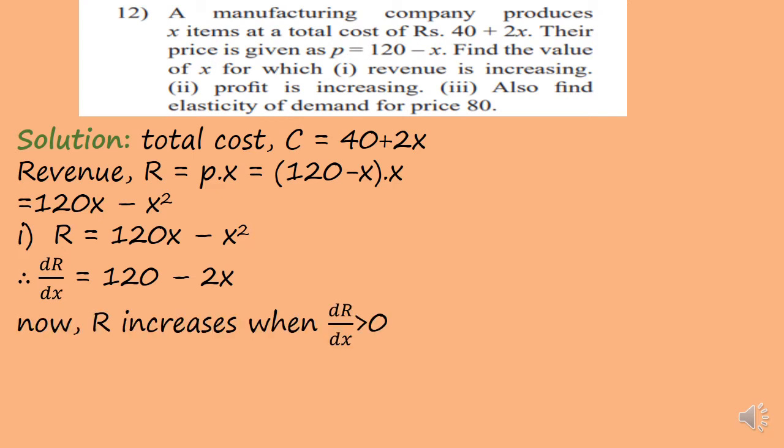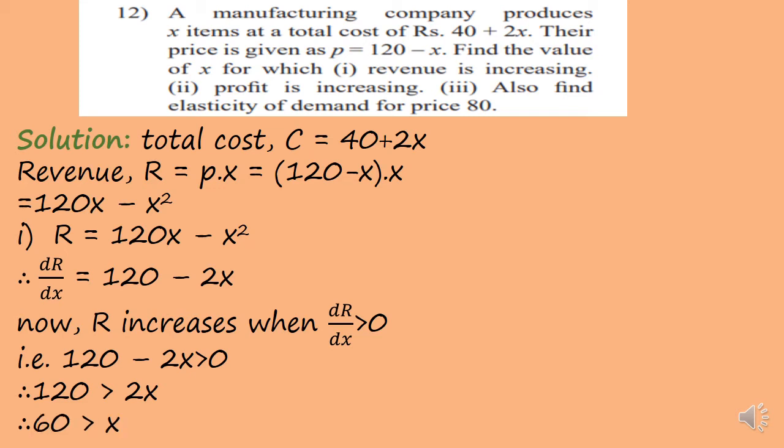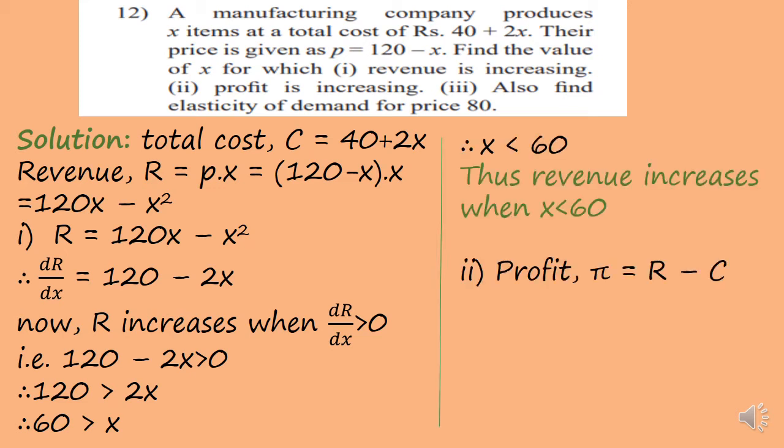Now R increases when dR by dx is positive, isn't it? In increasing and decreasing functions, we have studied this. And therefore, 120 minus 2x is positive, or 120 is greater than 2x, or in other words, 60 is greater than x. You know how to write it down, isn't it? We finally write it down as x less than 60. So we conclude that revenue increases when x is less than 60, the number of items is less than 60.